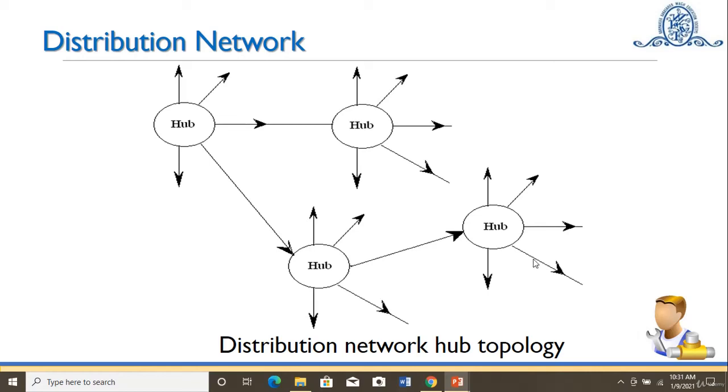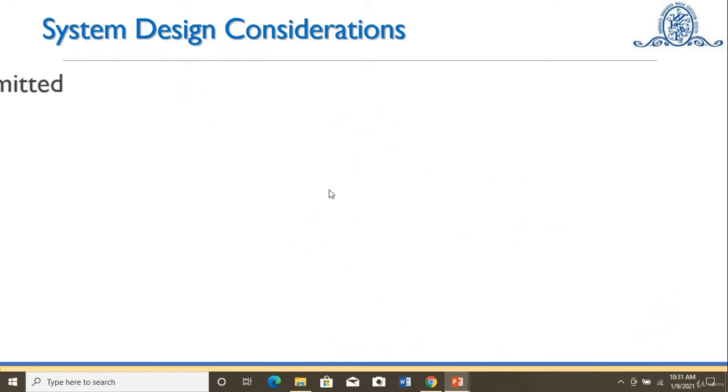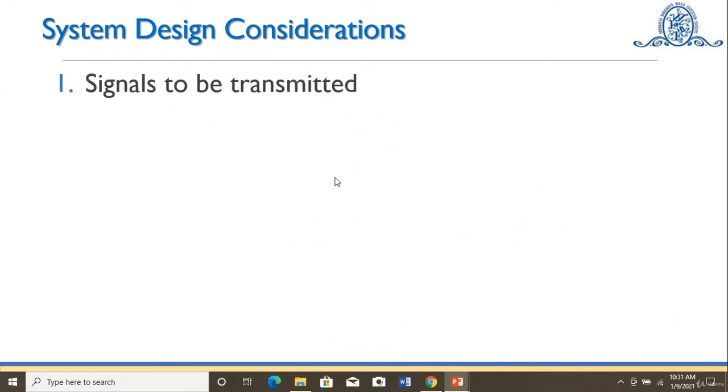So now we have studied all the network topologies and the types of networks, but how to design these optical networks and which are the different design considerations? So let us see those. The first consideration is the signal to be transmitted. So whether you want to send analog signal or digital signal, that is to be decided. Second is the type of fiber, whether you want to use single mode fiber or a multi-mode fiber.